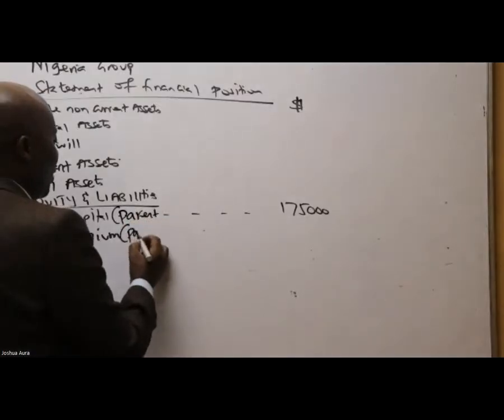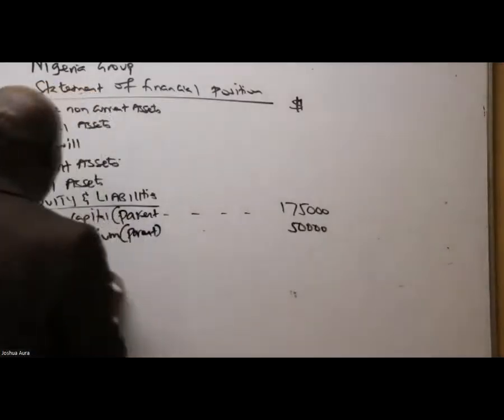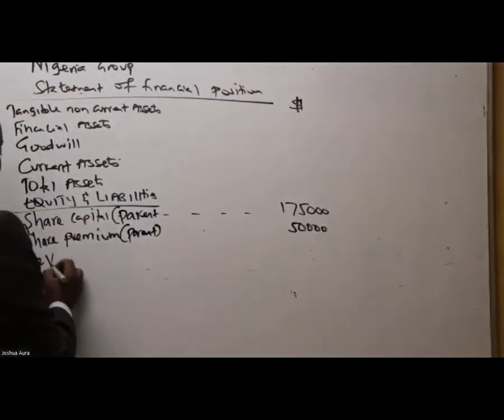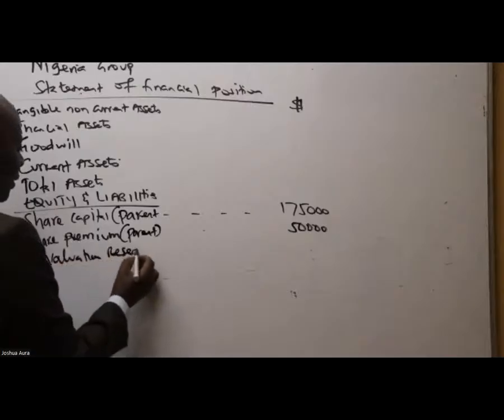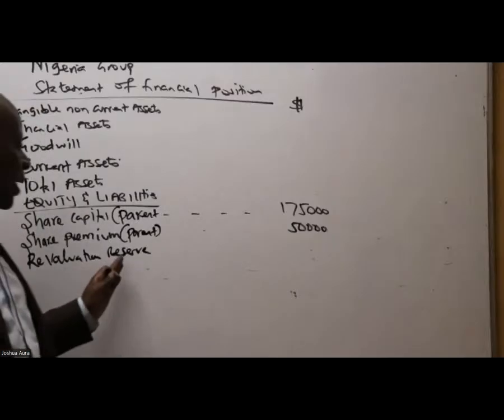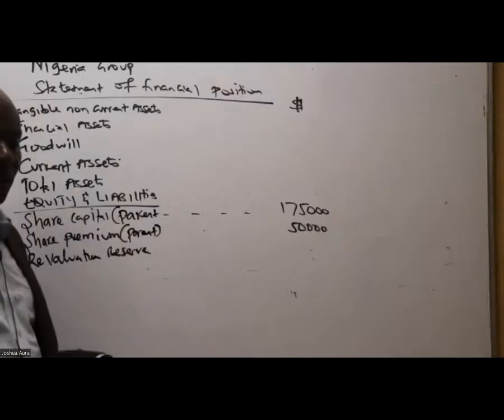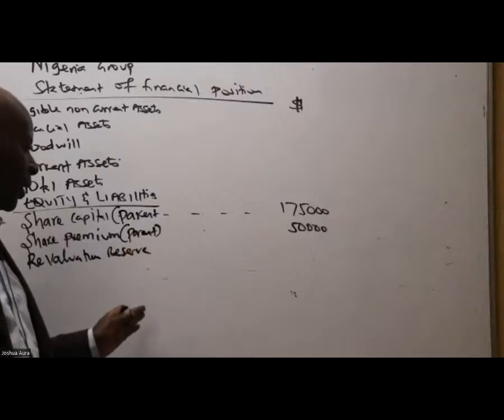Here as well, parent. Free marks really, 50,000. Now, revaluation reserve. If there will be any revaluations being done later on, then I'll come to add the post-acquisition revaluation, right?